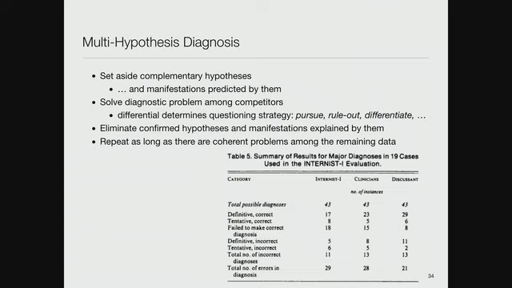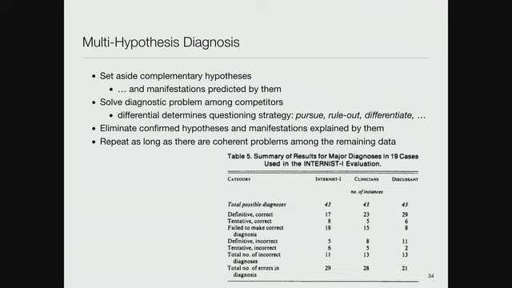And that defines a subproblem that looks like the acute renal failure problem, because now you have one set of factors that you're trying to explain by one disease, and you set aside all of the other manifestations and all of the other diseases that are potentially complementary, and you don't worry about them for the moment. You just focus on this cluster of things that are competitors to explain some subset of the manifestations.